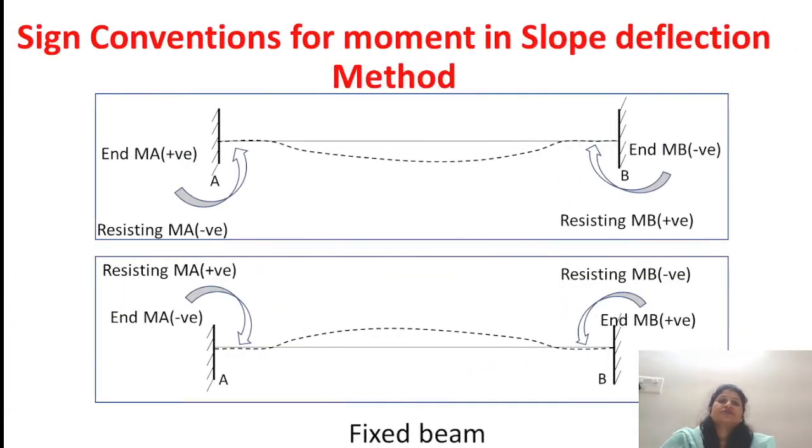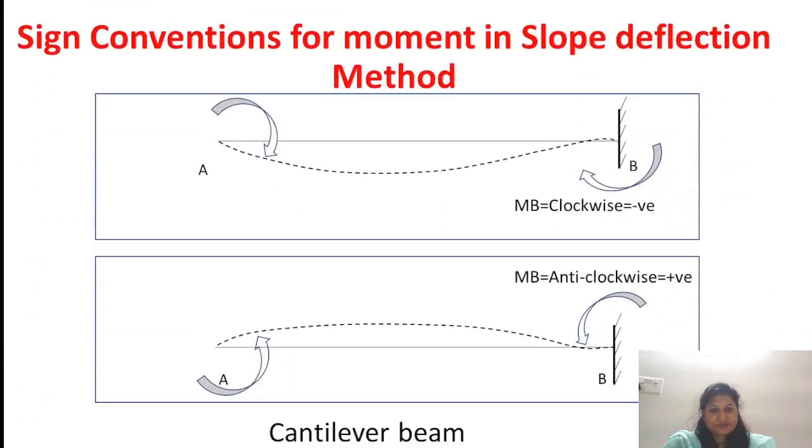Now, the sign convention for the movement in the slope deflection method if your beam is fixed. Due to fixity, the slope at the end is zero, and the movements are clockwise. Suppose it is clockwise, which is positive, and anticlockwise is negative.